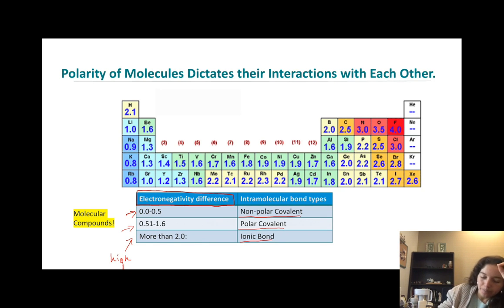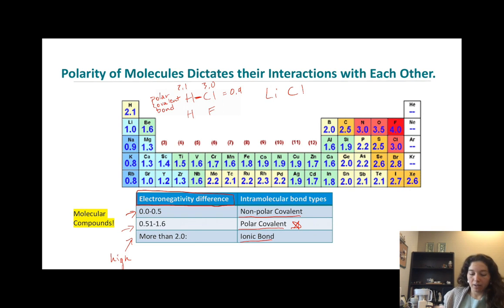So we can look here at H and Cl, H and F, lithium and chloride. Let's look at all of these examples. Our hydrogen is 2.1, our chlorine is 3.0. The difference here is 0.9, which means that it falls in our polar covalent category. So this bond right here is a polar covalent bond. That also tells us that this is a molecular compound. Anything in these two ranges here is a molecular compound. Anything here is an ionic compound.